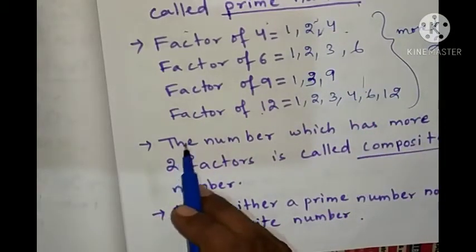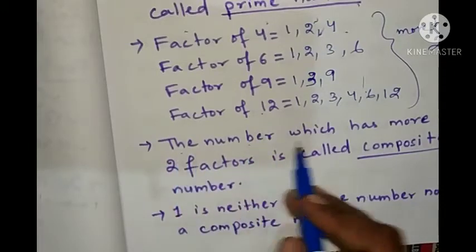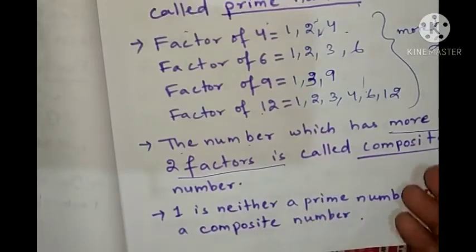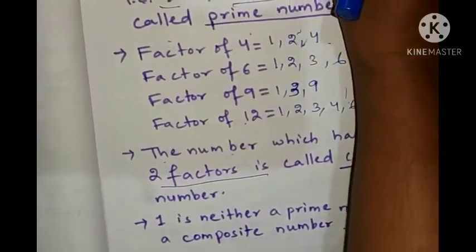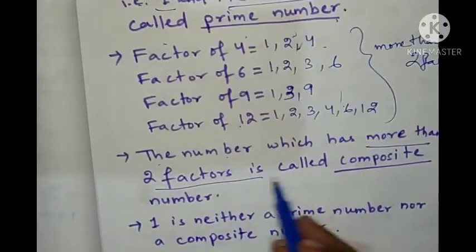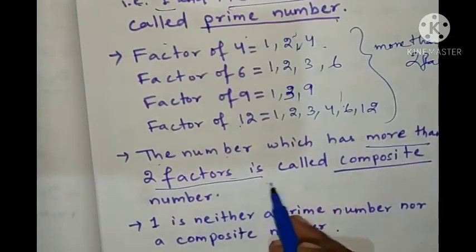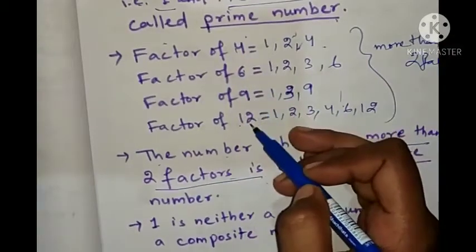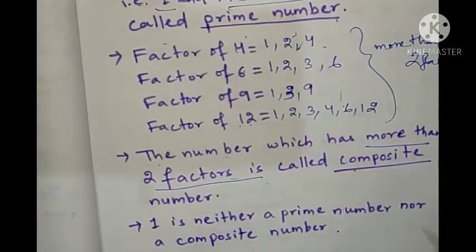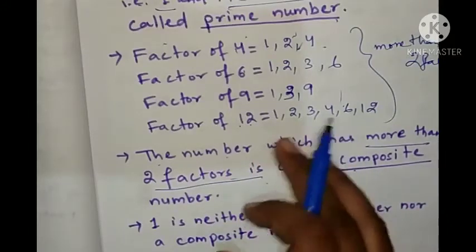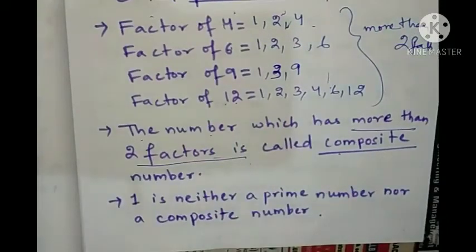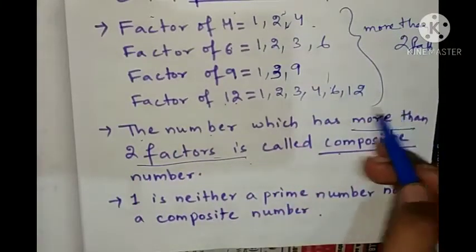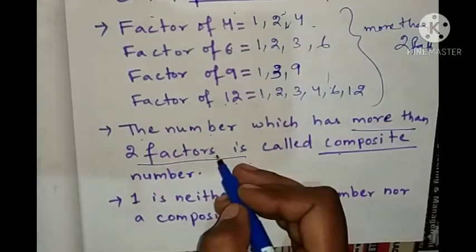So what are these numbers called? The number which has more than 2 factors is called a composite number. So all these numbers 4, 6, 9, 12 are composite numbers. So the prime numbers have only 2 factors, the number and itself. Composite numbers have more than 2 factors.